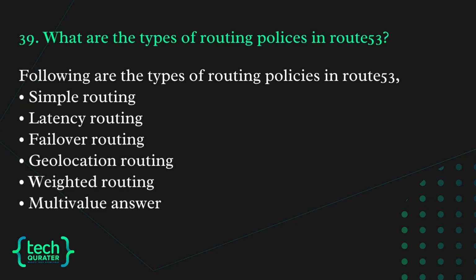What are the types of routing policies in Route 53? Following are the types of routing policies in Route 53: simple routing, latency routing, failover routing, geolocation routing, weighted routing, and multi-value answer.